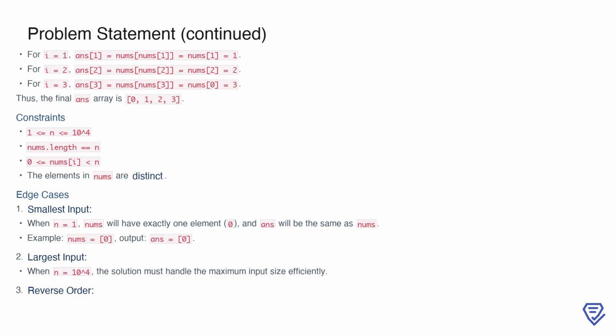For i equals 0, ans[0] is nums[nums[0]], which evaluates to nums[3], and that is 0. For i equals 1, ans[1] is nums[nums[1]], which leads to nums[1], and that is 1. For i equals 2, ans[2] is nums[nums[2]], giving us nums[2], and that is 2. Finally, for i equals 3, ans[3] is nums[nums[3]], which evaluates to nums[0], and that is 3. This gives the final array [0, 1, 2, 3]. The example highlights how the approach works regardless of the order of elements in nums, as long as the array satisfies the zero-based permutation condition.